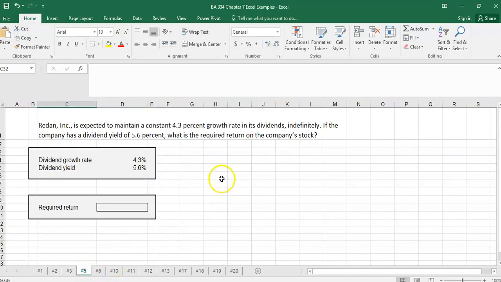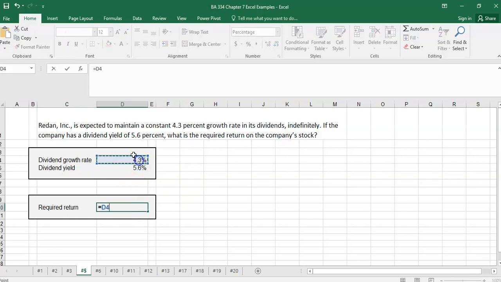The capital gains yield and the dividend growth rate are the same figure. In our next example, we have constant growth rate, or a dividend growth rate of 4.3% and dividend yield of 5.6%. We want to know what the required rate of return on the company's stock is. So the formula for required rate of return is dividend growth rate, or capital gain, plus the dividend yield. So for the required rate of return, we're going to add these two together. So our required rate of return is 9.9%.